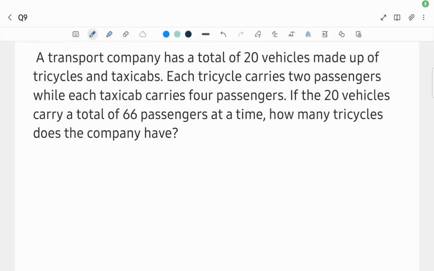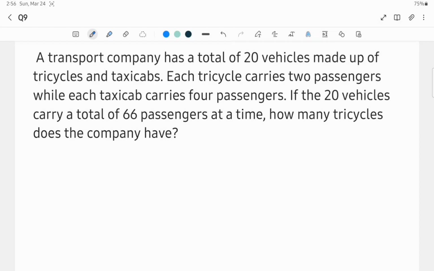A transport company has a total of 20 vehicles made up of tricycles and taxi cabs. Each tricycle carries 2 passengers while each taxi cab carries 4 passengers. If the 20 vehicles carry a total of 66 passengers at a time, how many tricycles does the company have?